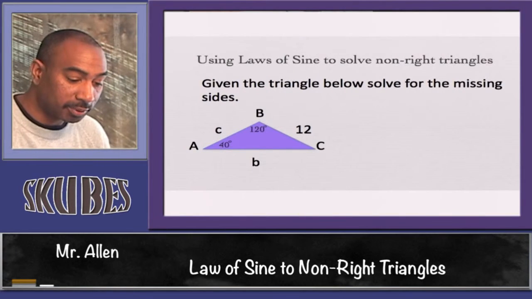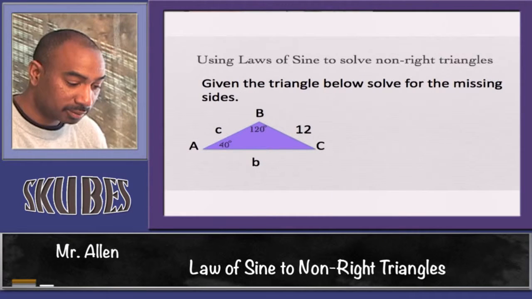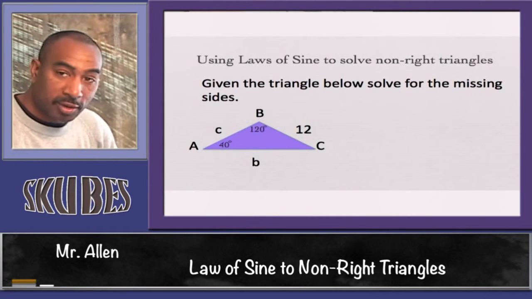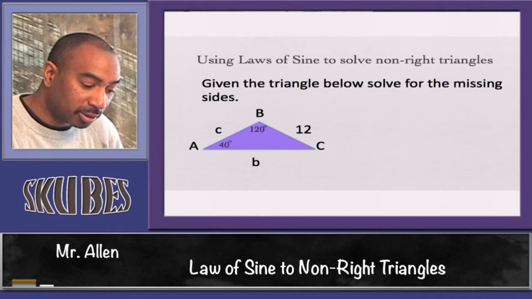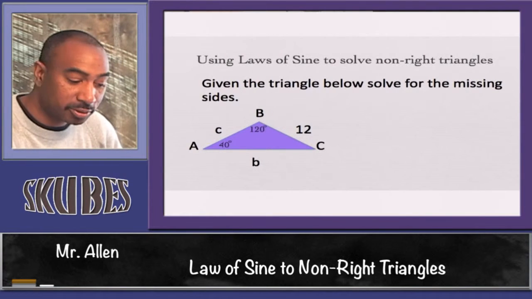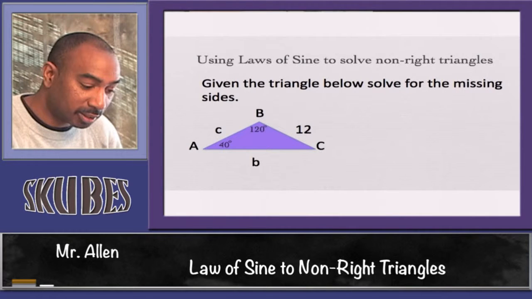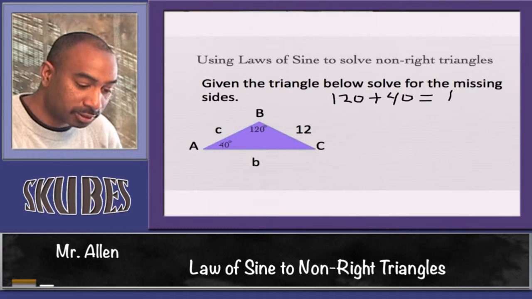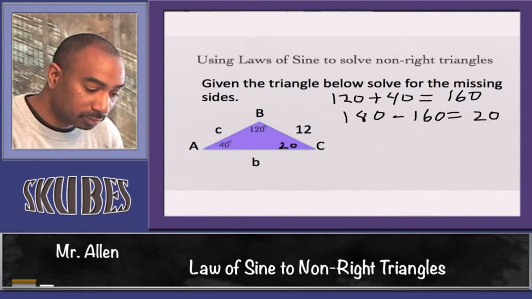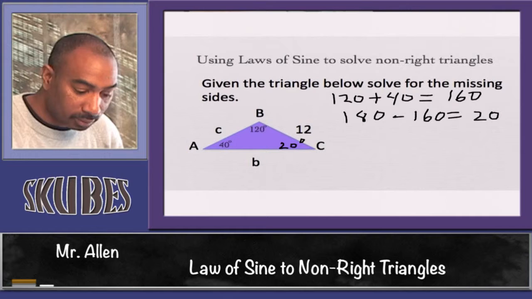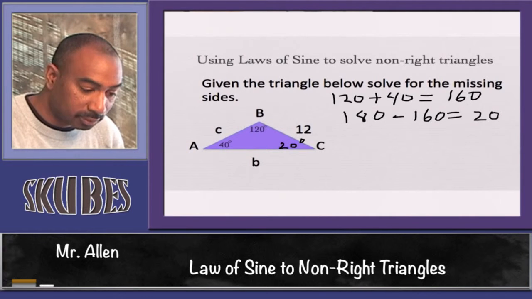All right, given the triangle below, solve for the missing sides. Well, I'm going to use the fact that in any triangle, the interior angles must add up to 180 degrees. So that means that 120 plus 40 gives me 160. If I subtract that from 180, that gives me the third angle. So that gives me 20 degrees.